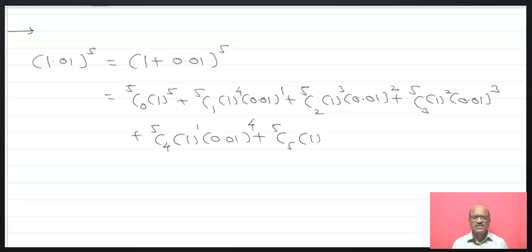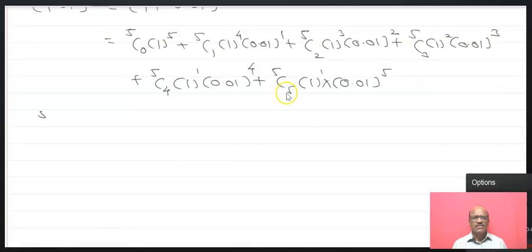See this here. 5C0 1 raised to 5, 5C1 1 raised to 4 into 0.01 raised to 1, 5C2 1 raised to 3 into 0.01 bracket square, 5C3 1 raised to 2 into 0.01 bracket raised to 3, 5C4 1 raised to 1 into 0.01 bracket raised to 4 plus 5C5 and bracket raised to. This is the value. Now see this here.